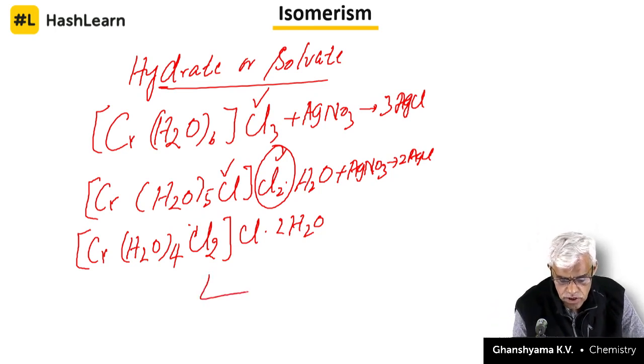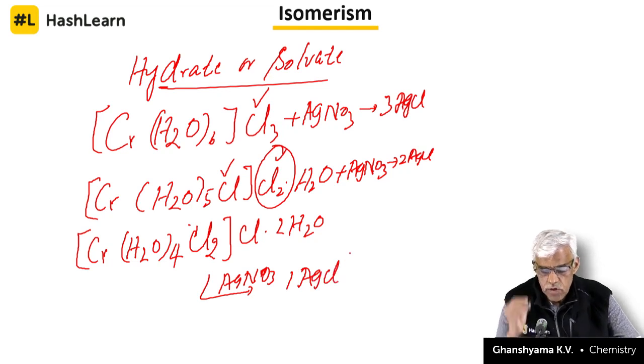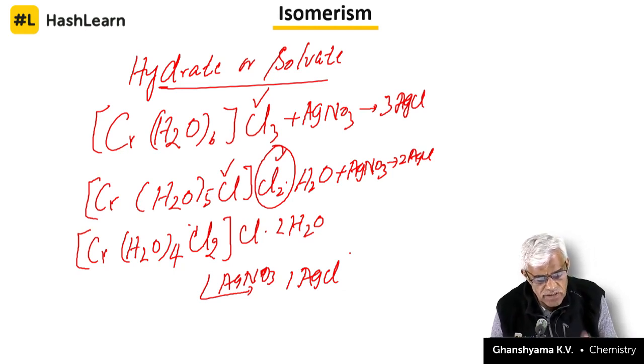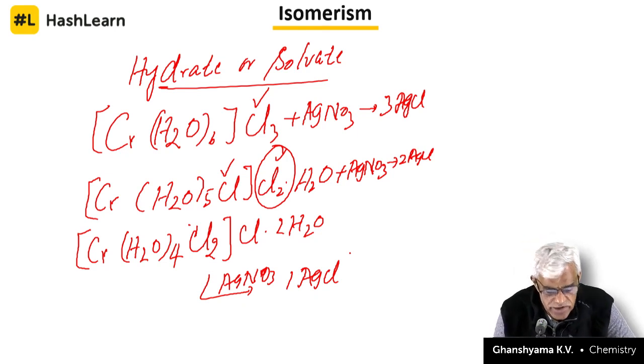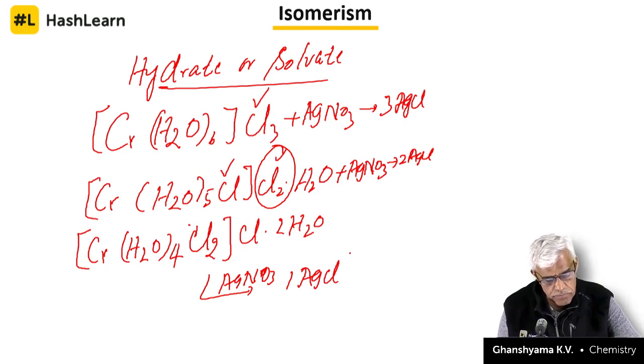For the third one, if you add AgNO3, of course in the aqueous solution, you get 1 mole of AgCl, showing that only 1 chloride is present as the counter ion. So 2 molecules of water present as ligand come out as dihydrate, and 2 chlorines, which were present as counter ions, enter as ligands.